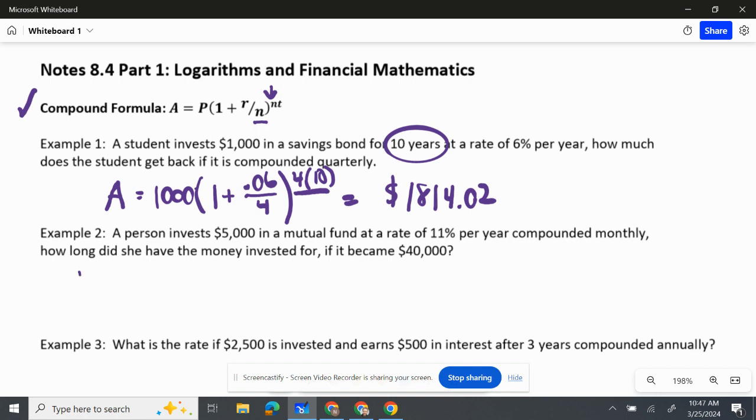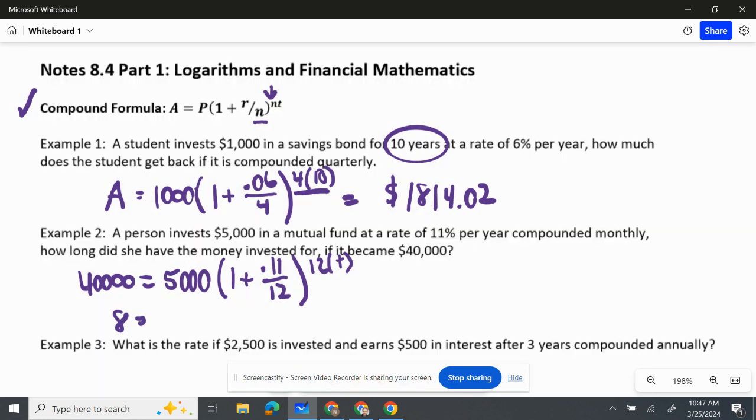Now for the next one, this is when we're going to start moving into logs. What we're going to do is we're going to take the 40,000 and it's equal to the 5,000. And we have the 1 plus 0.11, and it's compounded monthly, so that would be 12, raised to the 12 times, and what we're going to do is we're going to look for t, how long it is. I'm first going to take the 40,000 and divide it by 5,000, and that gives me an 8. Then I'm going to add the 1 plus 0.11 divided by 12, and that gives me 1.0092 raised to the 12t.